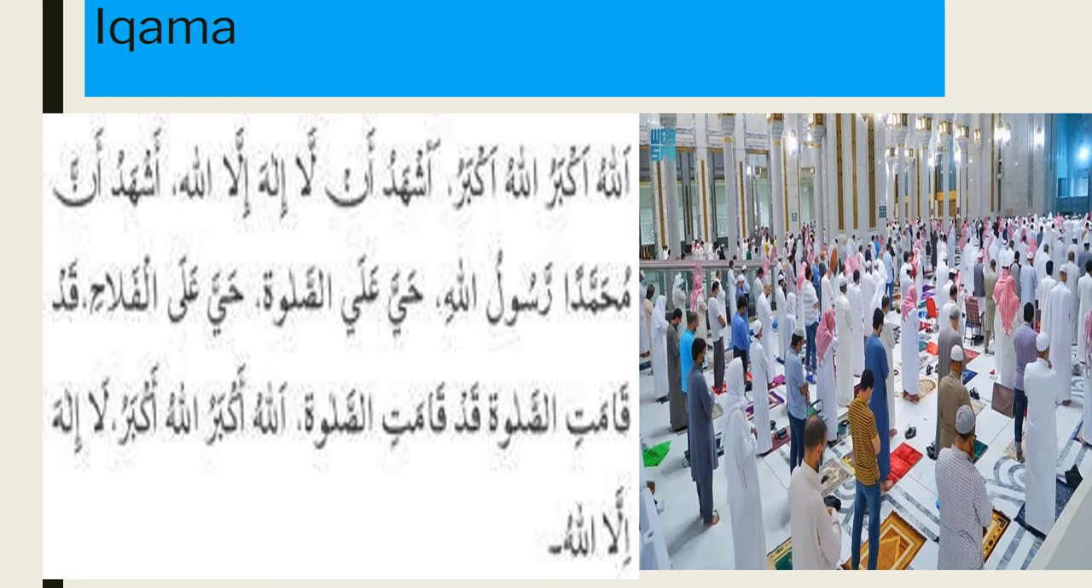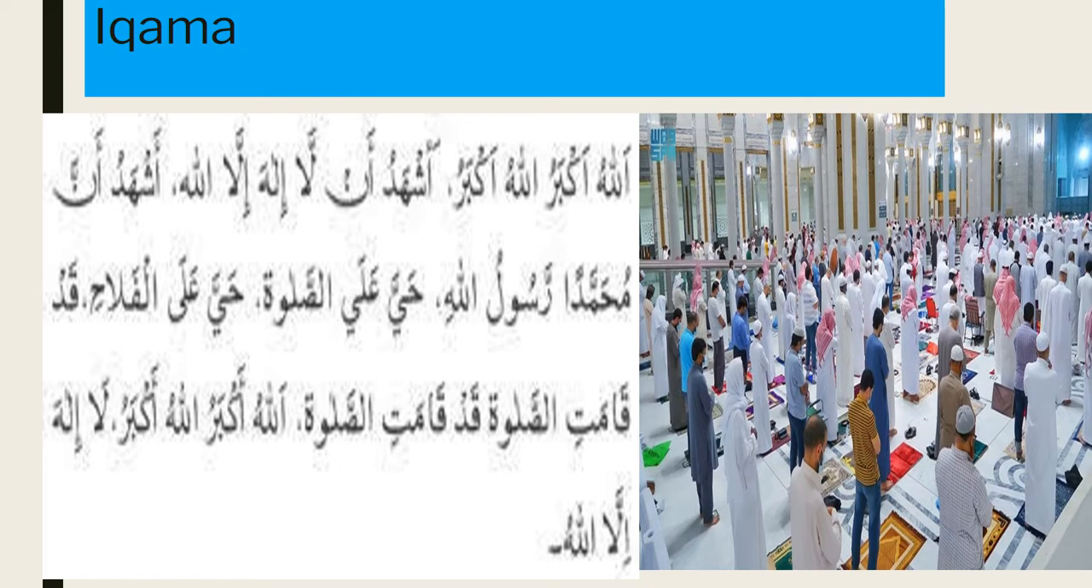After Adhan and before Iqamah, there is a waiting time between Adhan and Iqamah. Do you know how long this time is? It is 15 minutes for all the prayers except Maghrib prayer. It is only 5 minutes.